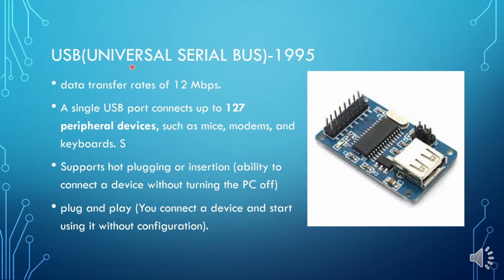Second is USB. It was introduced in 1995, and later on it evolved more and more so that it can be used for Android phones, Apple phones, and other peripheral devices. Data transfer rate is 12 Mbps. It supports 127 peripheral devices such as mice, modems, and keyboards. It has hot plugging, or you can say hot insertion, means the ability to connect a device without turning the PC off. So this is known as hot plugging.